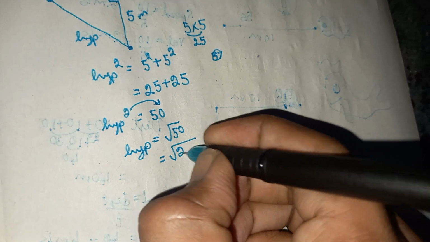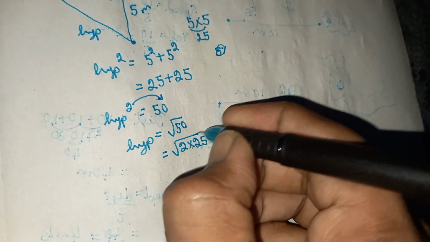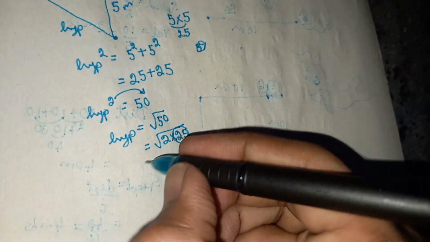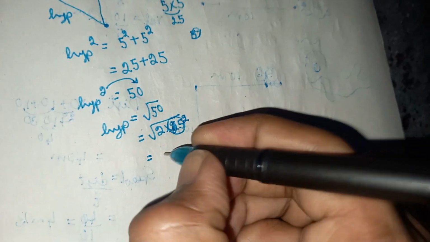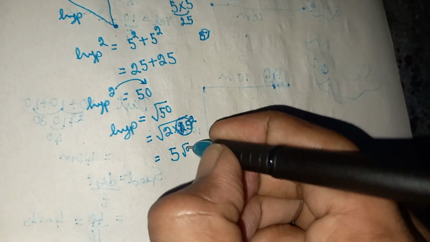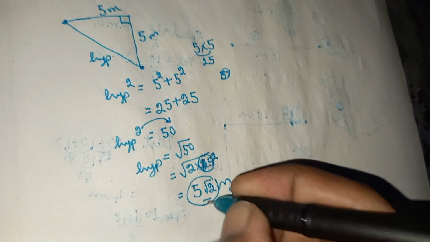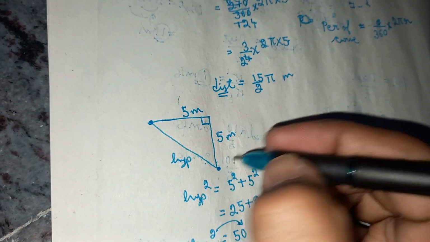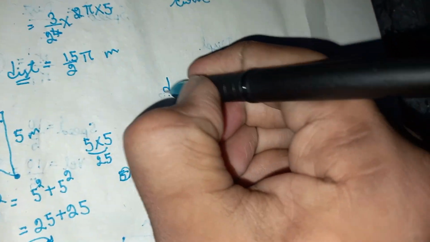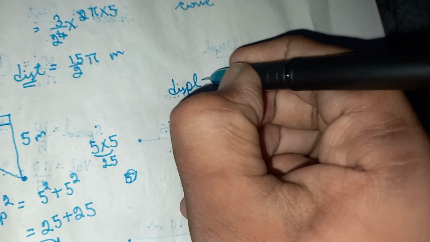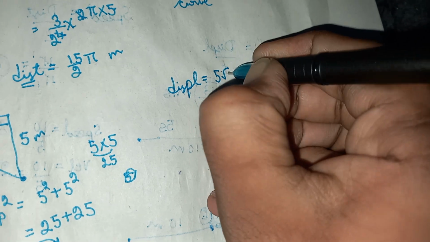The square goes to this side and it becomes hypotenuse equal to root of 50. Again you can write it as 2 times 25. 25 comes out, since you can write 25 as 5 square, so only 5 remains. 5 root 2 meters is the actual minimum distance between the initial and the final point. So the displacement here is equal to 5 root 2 meters.